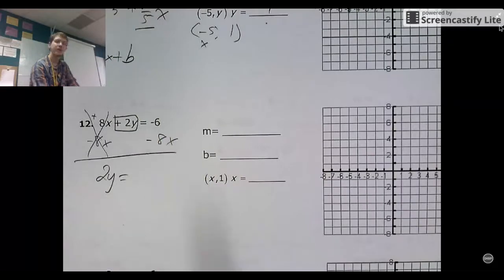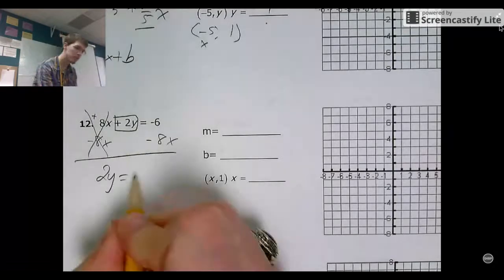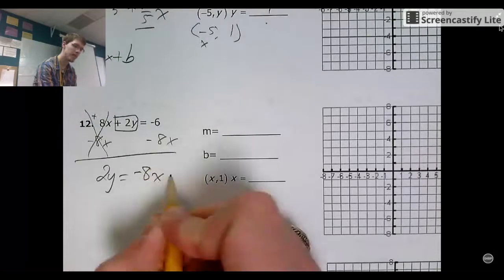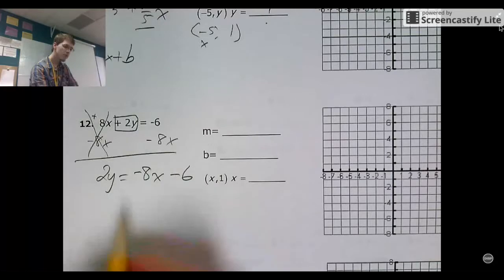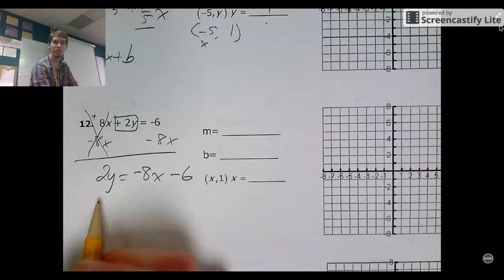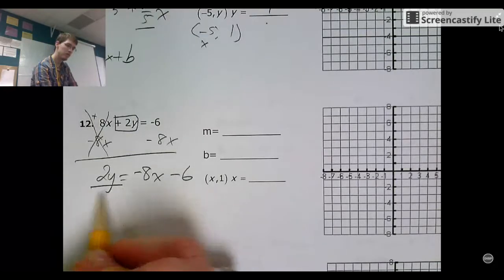Now right here we have another oil and water situation. We have -6 and -8x. You can try to put them together all you want, but they're just going to spread out. So I'm just going to go ahead and write them spread out: -8x minus 6. Y is still not by itself, but we have the hard part done. Now it's the easy part. We divide everything by 2.